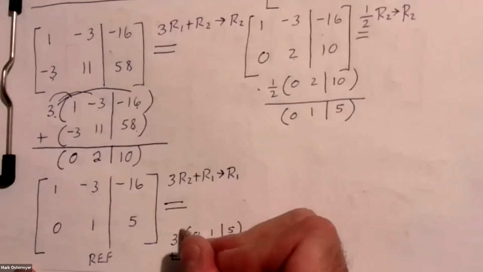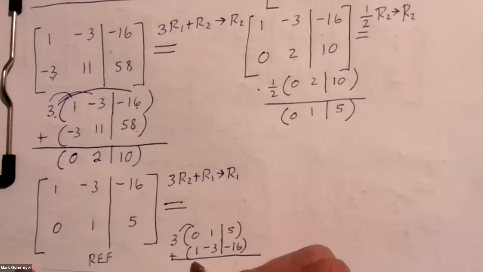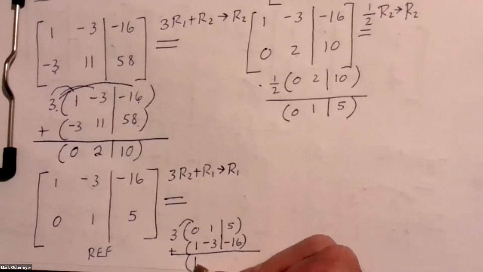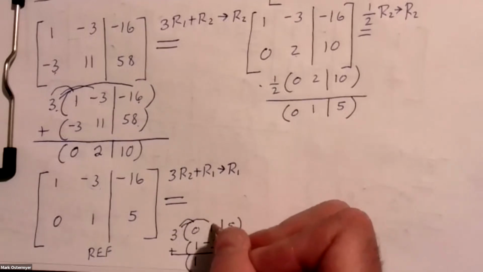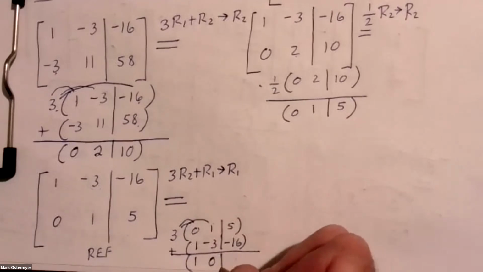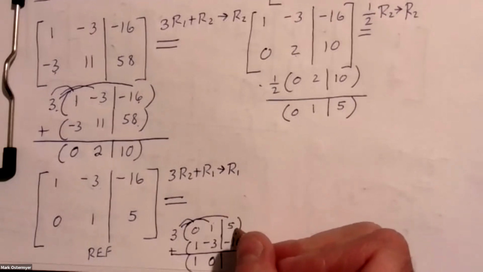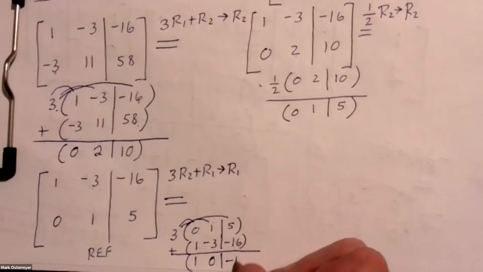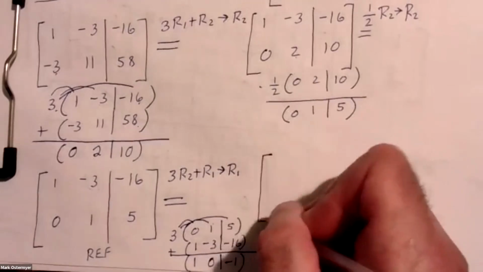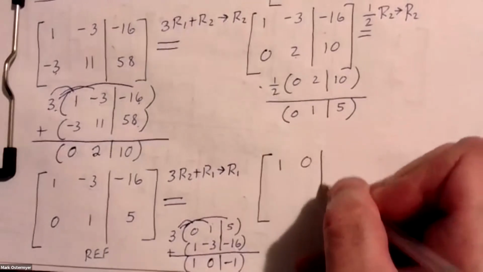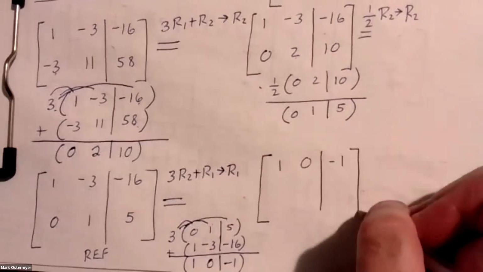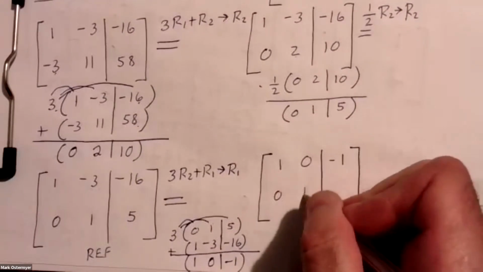Okay. 3 times 0 is 0. 0 plus 1 keeps the 1, 1 entry as a 1. Very important. It stays as a 1. Otherwise, we'll have destroyed everything we worked for up to this point. 3 times 1 is 3. 3 plus a -3 is 0. 3 times 5 is going to be 15. 15 plus a -16 is a -1. There's your new equivalent row 1. Let's pencil that in. Row 2 goes in unaltered.